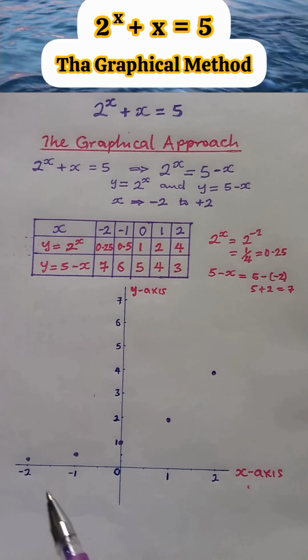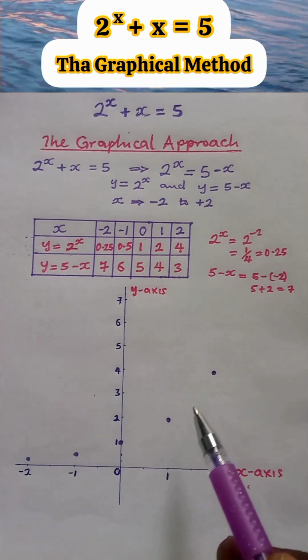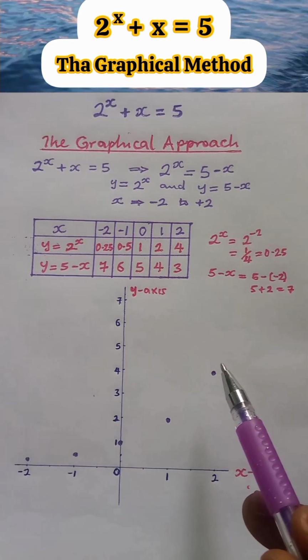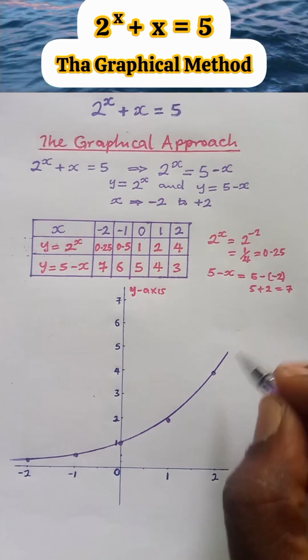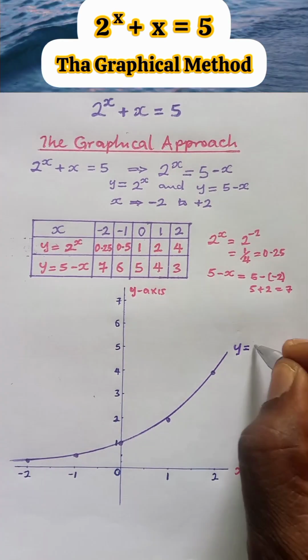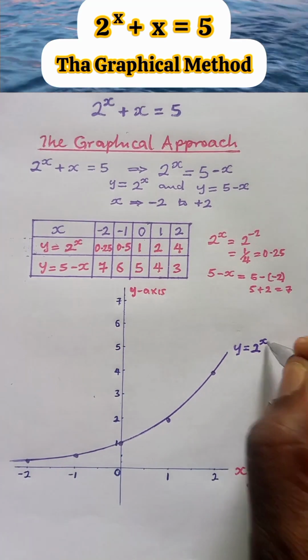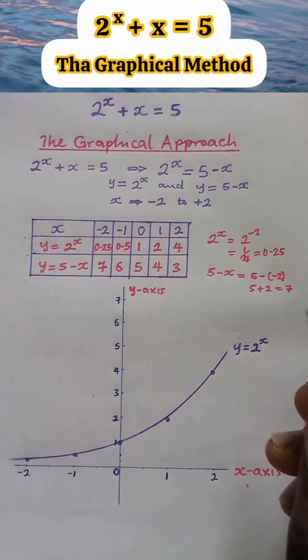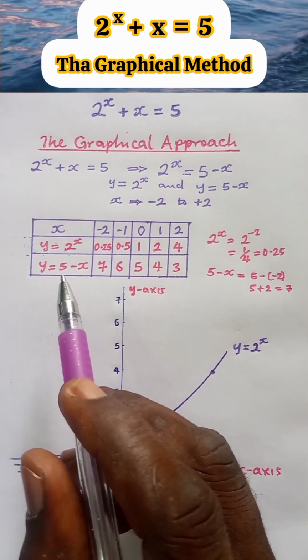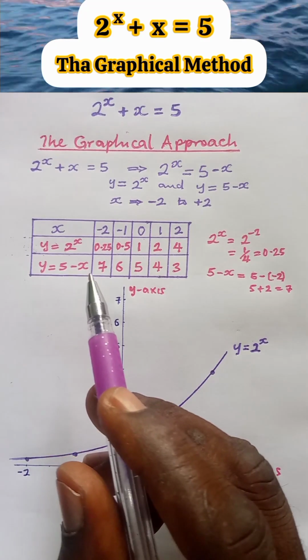Now we are going to connect all these points together to get our y equals 2 raised to the power x function. So here we have the y equals 2 raised to the power of x function. Next, we are going to plot the graph of y equals 5 minus x.